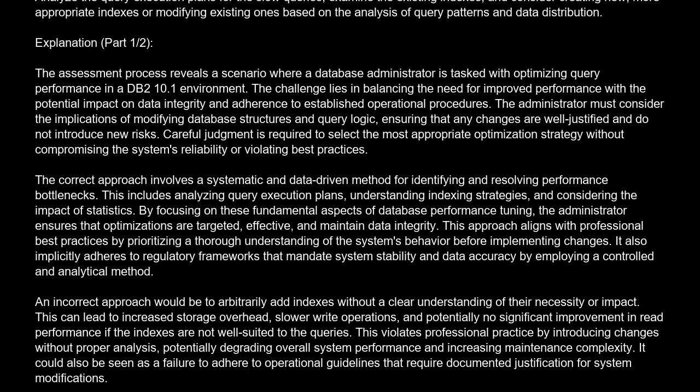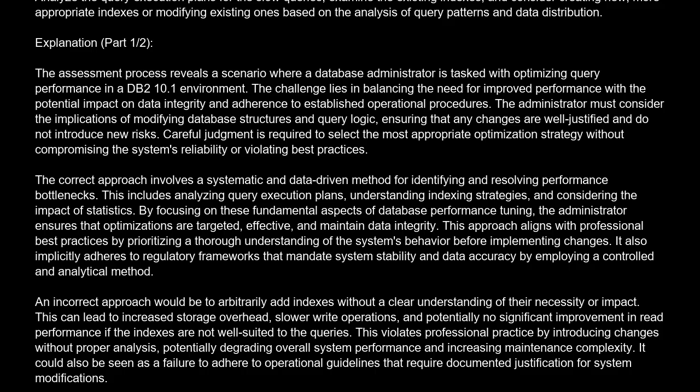Explanation. The assessment process reveals a scenario where a database administrator is tasked with optimizing query performance in a DB2 environment. The challenge lies in balancing the need for improved performance with the potential impact on data integrity and adherence to established operational procedures. The administrator must consider the implications of modifying database structures and query logic, ensuring that any changes are well justified and do not introduce new risks. Careful judgment is required to select the most appropriate optimization strategy without compromising the system's reliability or violating best practices.